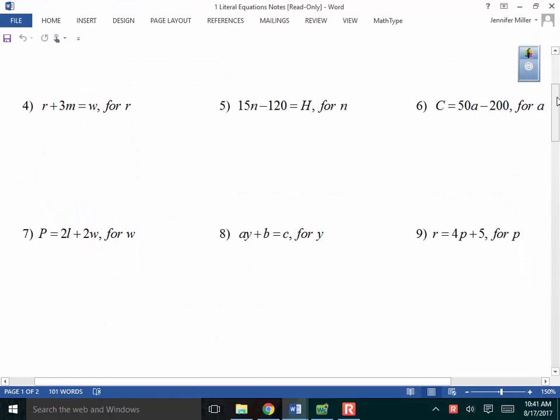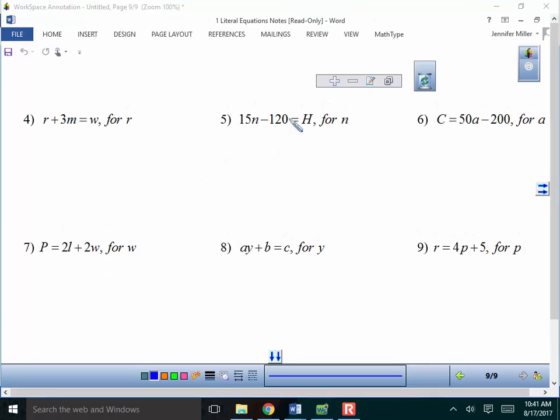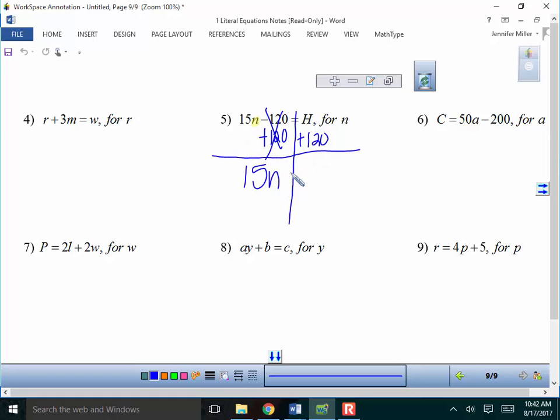On number 5, I want to solve for n. So please draw your equation line, because that's one thing I've noticed students are struggling with today. It asks us to solve for n. I'm going to highlight n. If we want to get n by itself, what do you think we can do first? Any ideas? Okay, we could divide by 15 first, or add 120. It's totally up to you. You could do either one first. I'm going to just add 120 to both sides, so that these cancel, and then that gives us 15n equals what?